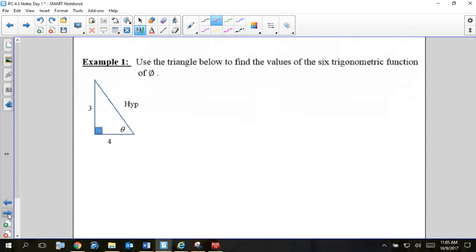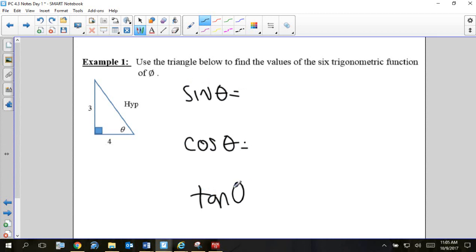All right, let's do some examples. Here we go. Use the triangle below to find the values of the 6 trigonometric functions. So I'm going to write the 6 trigonometric functions first. Sine of theta, cosine of theta, tangent of theta. See how I'm writing of theta every single time? Cosecant of theta, secant of theta, cotangent of theta.